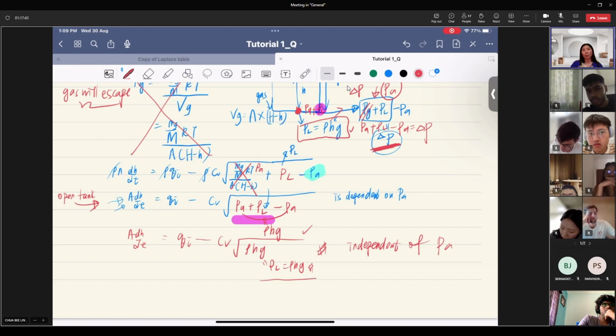Because the PA is gone in the model. So this is question 3. Then we will have a break, 5 minutes. We only have two more questions left. I think I can solve them in half an hour. So we break for 5 minutes, then we can leave early.